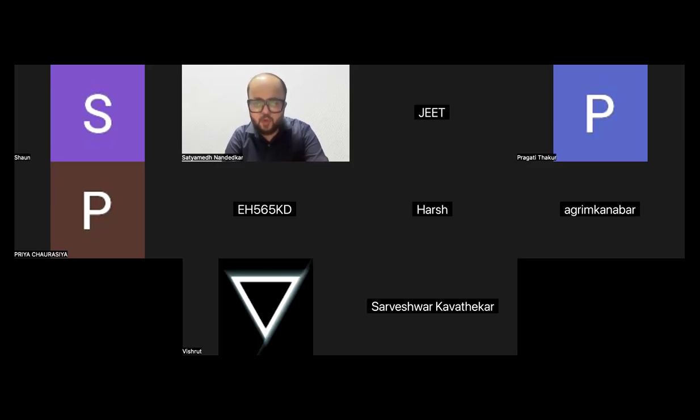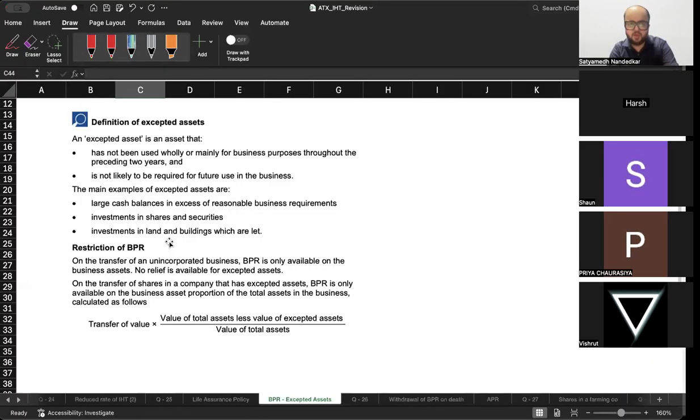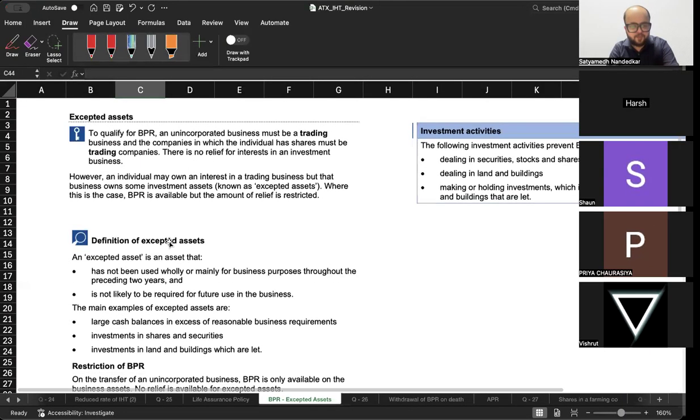Basically, if you're not using that particular property for business purposes, a lot of the reliefs in CGT also are withdrawn. If you have observed the kind of questions that we did last week or the week before that. Accepted assets to qualify for BPR: an unincorporated business must be a trading business, and the companies in which the individual has shares must be a trading company.